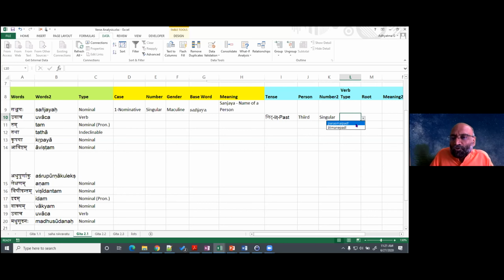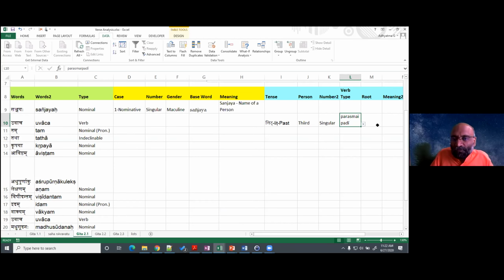Verb type. This is a very specific thing in Sanskrit, whether a verb is parasmaipadi or atmanepadi. Just like the three past tenses, the verb type subtlety is also lost. It doesn't matter for the meaning whether something is parasmaipadi or atmanepadi. But if you want to analyze a form like uvacha, to understand the meaning, you have to know whether it is parasmaipadi or atmanepadi, because the forms will differ. So that's where the usage of parasmaipadi comes in.